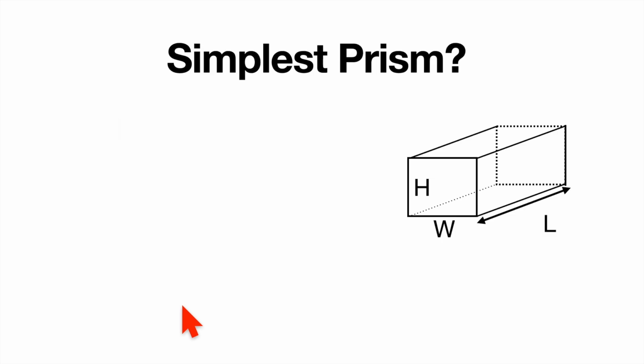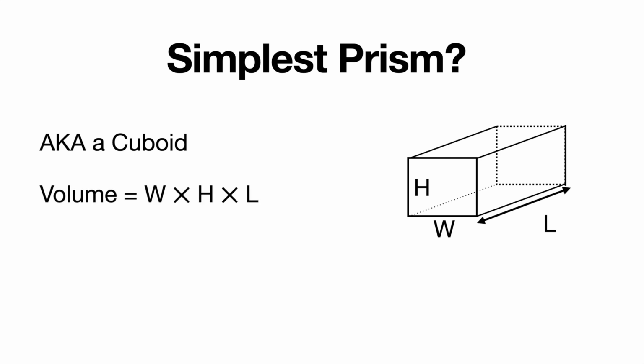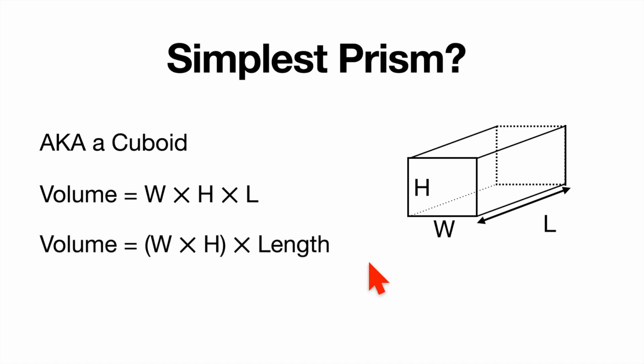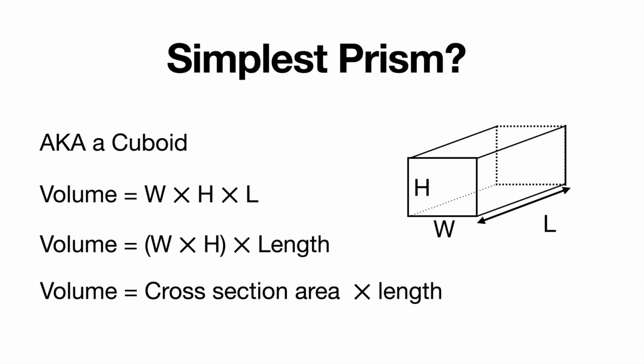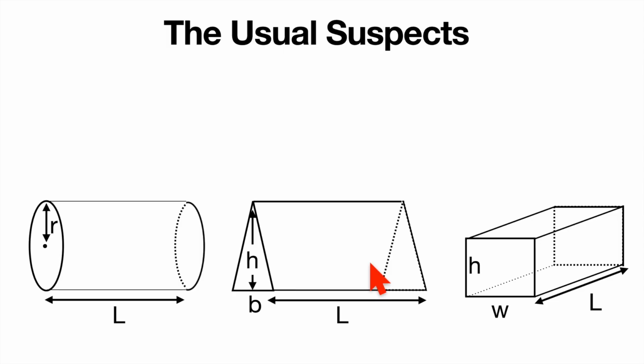The simplest prism is actually a cuboid. Looks like a bit of a shoebox really. But if you imagine just given the 3 dimensions of a cuboid, then the volume is width times height times length. But as you can see here, the height times the width is actually also the cross-sectional area. So volume is width times height times length, or cross-sectional area times length.